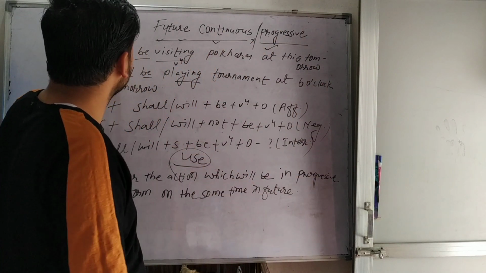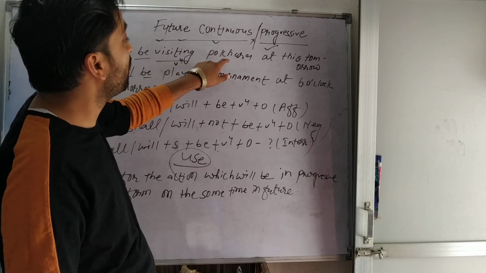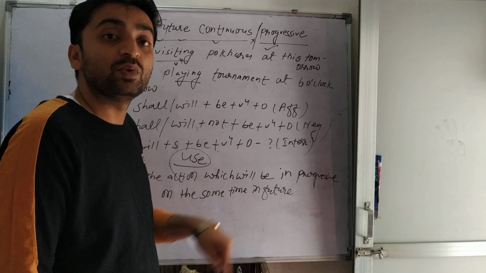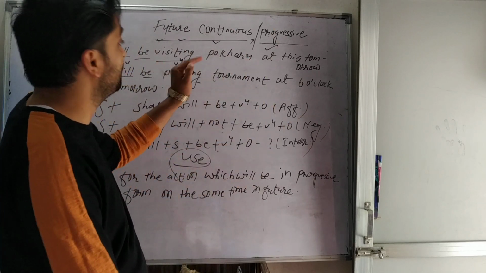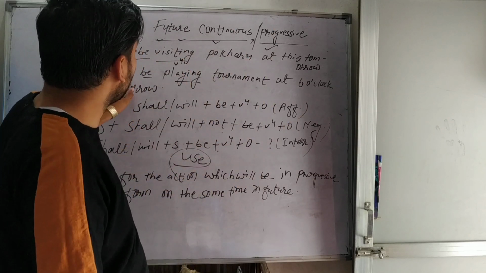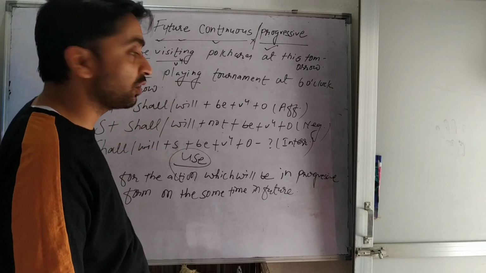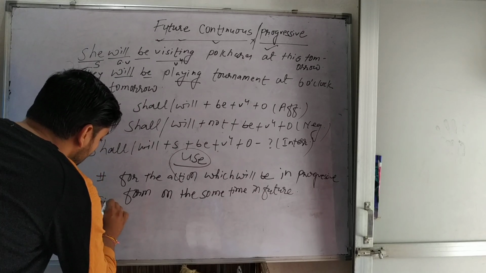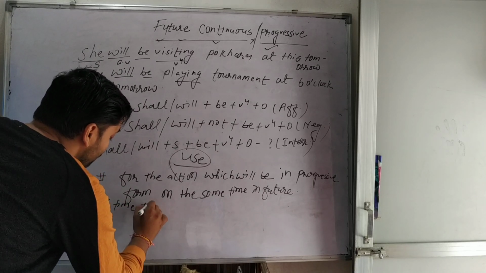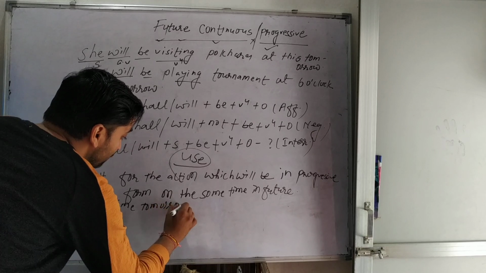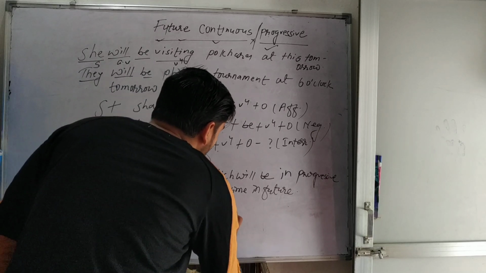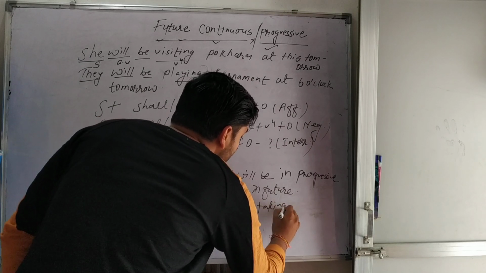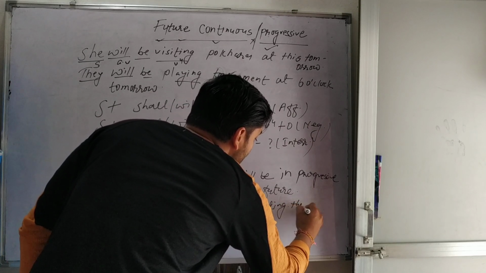So you can see the example. She will be visiting Pokhara at this time tomorrow. So tomorrow, at this time, what will she be doing? She will be visiting Pokhara. Similarly, they will be playing tournament at 6 o'clock tomorrow. Similarly, you can give an example like this also: this time tomorrow, I will be taking the classes.